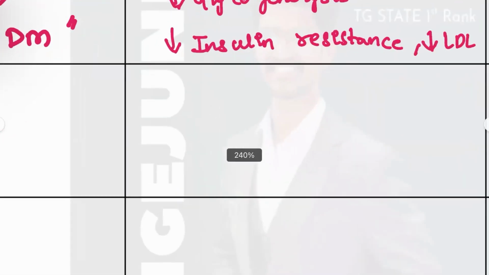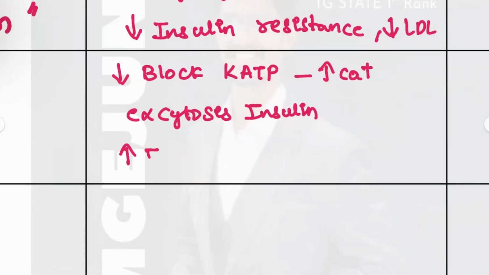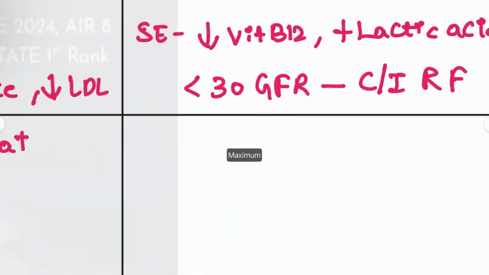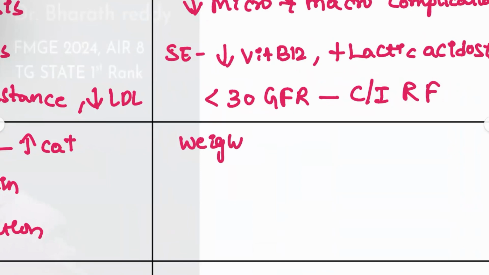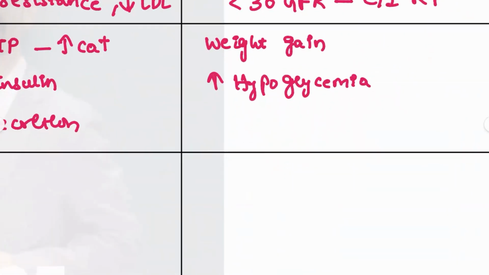What is the mechanism of action? Commonly, this will block the potassium-activated ATP channels, and this will further increase the opening of calcium channels, and exocytosis of insulin will be seen, and it will increase insulin secretion. What are the key points to remember for the sulfonylureas? There is a high chance of weight gain and a high risk of hypoglycemia in these patients. All these things are to be noted when we are giving sulfonylureas, and they are contraindicated in patients with heart disease.